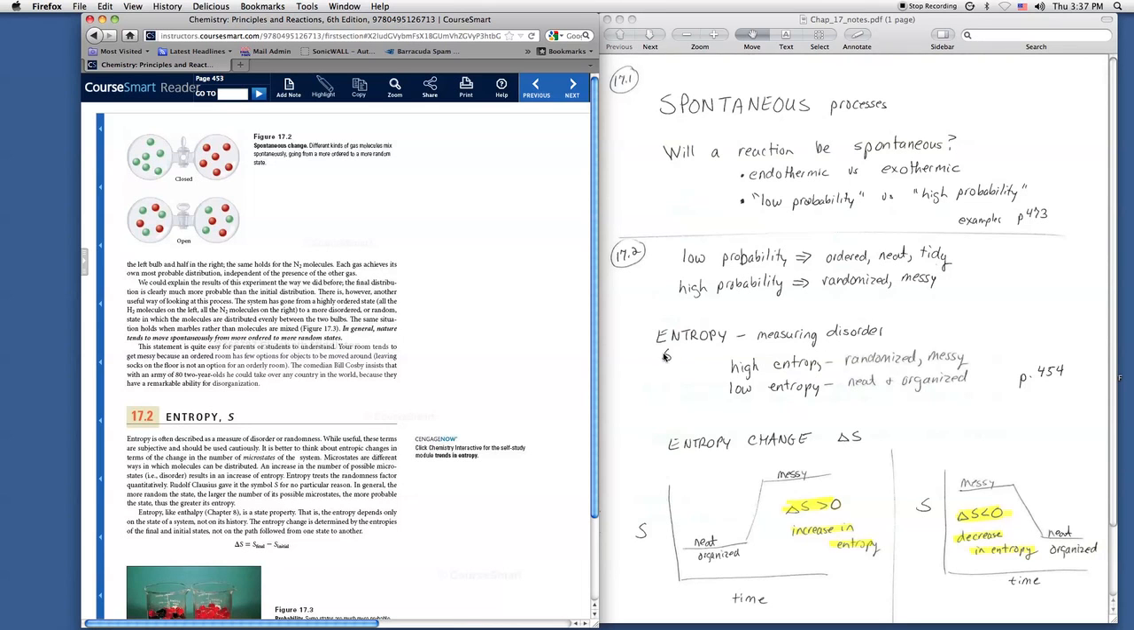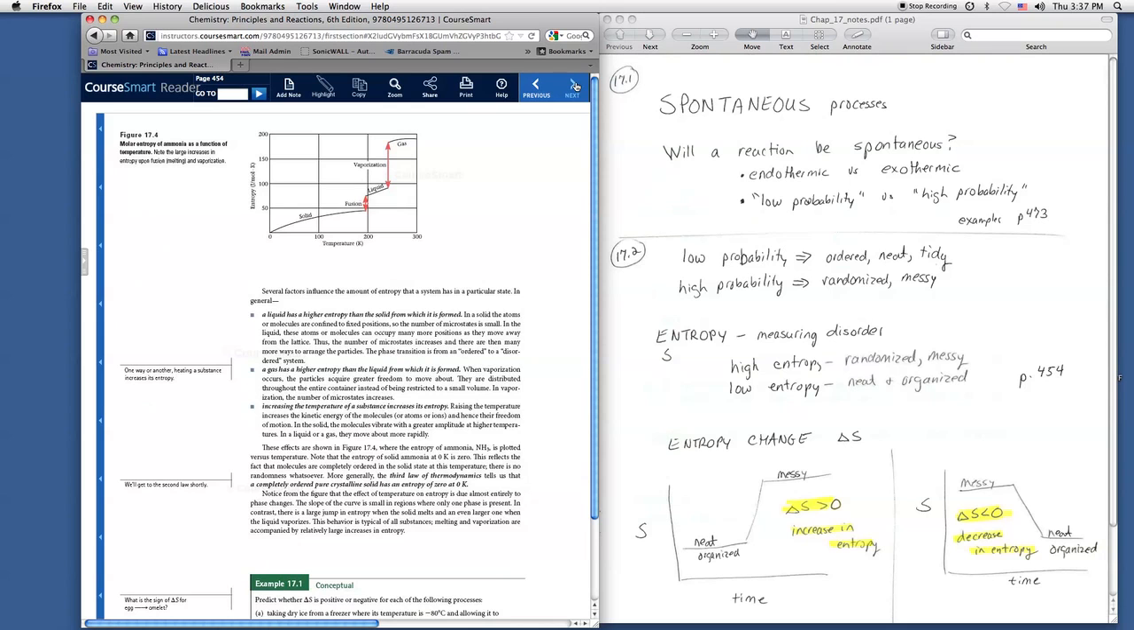If you apply the word entropy instead, then you would be referring to the messiness or disorder. High entropy is a situation or a substance that's very randomized and messy, whereas low entropy means substances are very neat and organized. And the first discussion here is the idea of the entropy of substances. How much entropy do materials have?